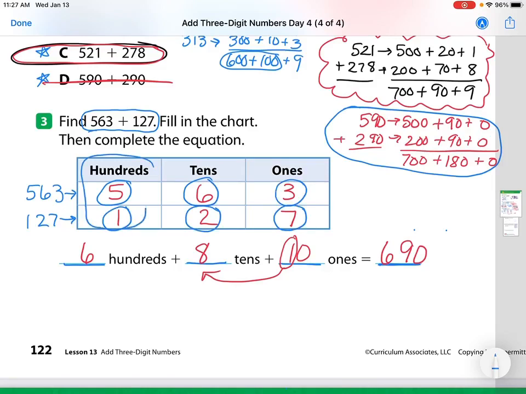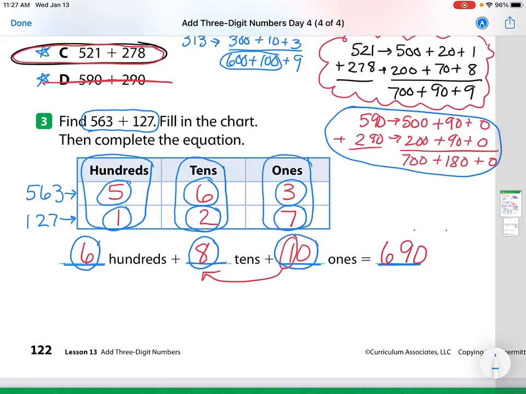When I added my hundreds together, 5 plus 1 gets me 6. When I added the tens, I saw that 6 plus 2 is 8. And when I added my ones, I saw that 3 plus 7 is 10.